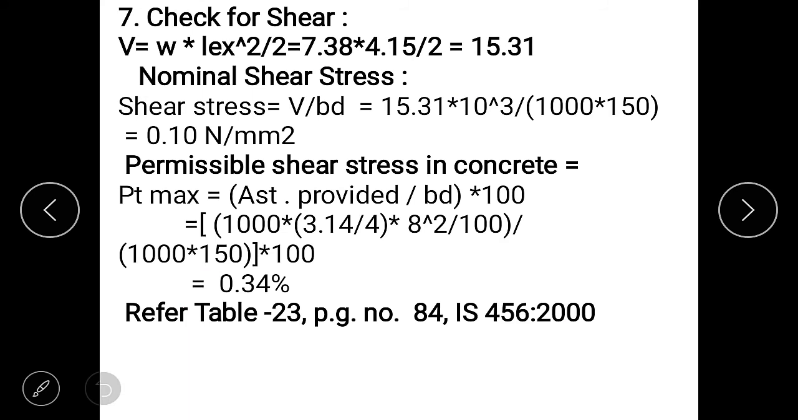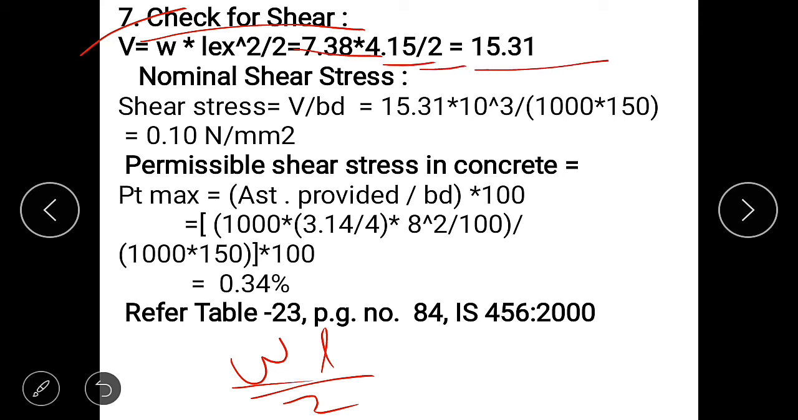Now we have to give a check for shear. How do we calculate shear? Here it is a simply supported slab, so the answer is WL by 2. So the value of W is 7.38 into 4.52 divided by 2. So the answer is 15.31 kilonewton. The value of V is 15.31 kilonewton.